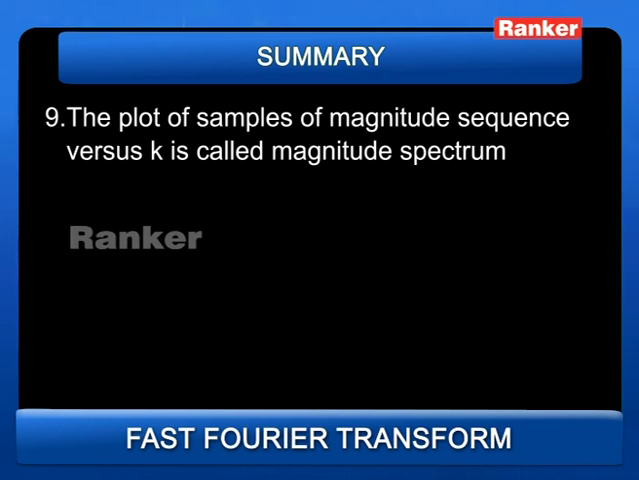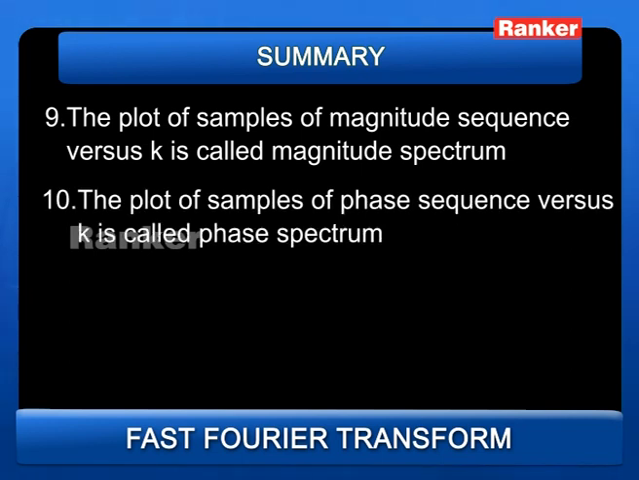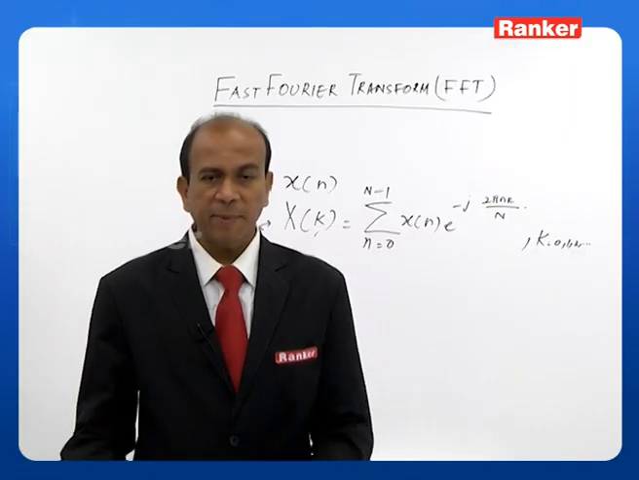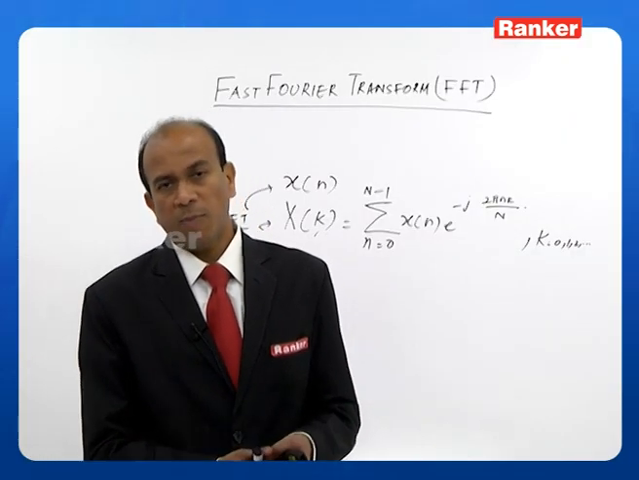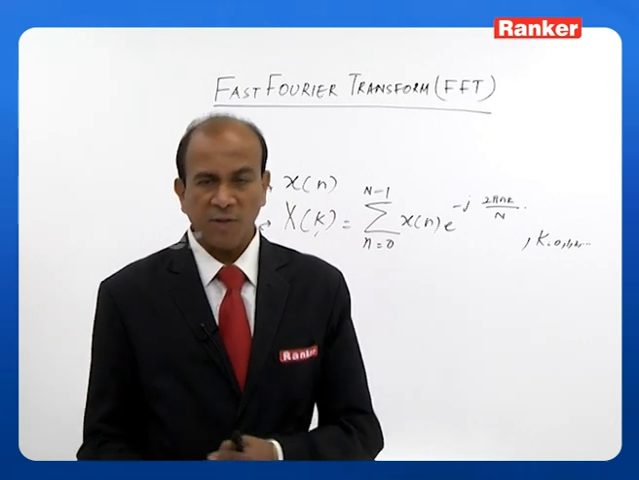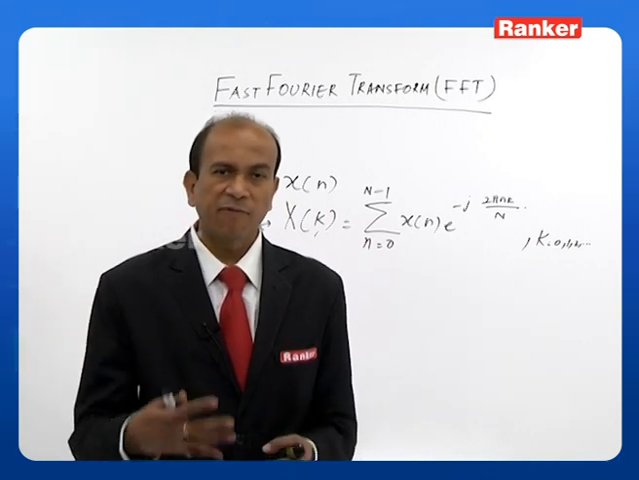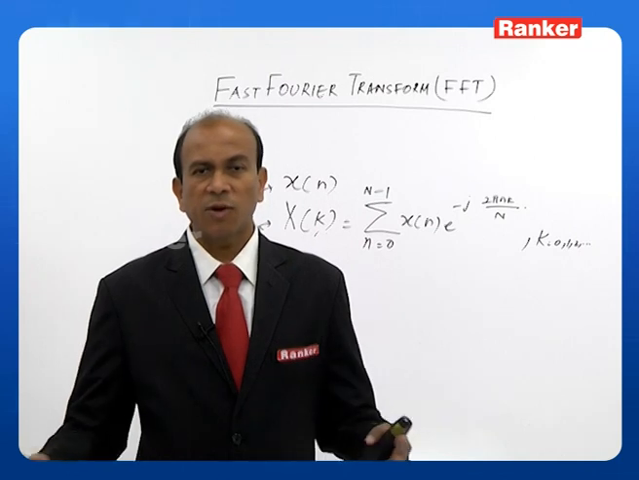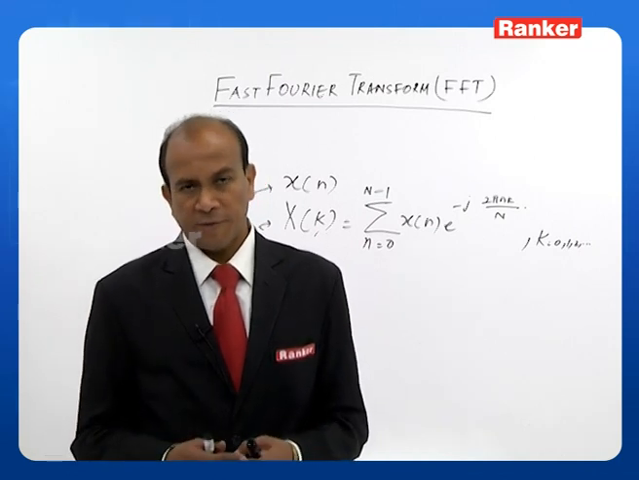Now if I plot the samples of the magnitude sequence versus k, then it is called a magnitude spectrum. Similarly, the plot of samples of the phase sequence versus k is called the phase spectrum. So when I plot the magnitude sequence versus k, it's called a magnitude spectrum. Similarly, if I plot the phase versus k, it is called the phase spectrum.